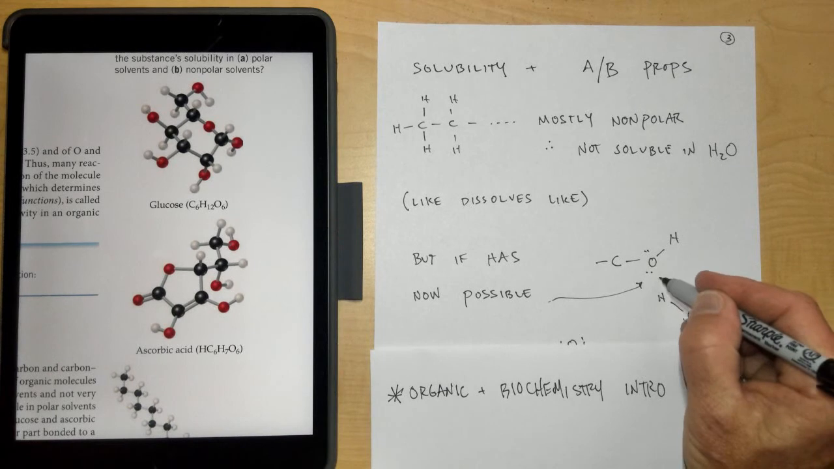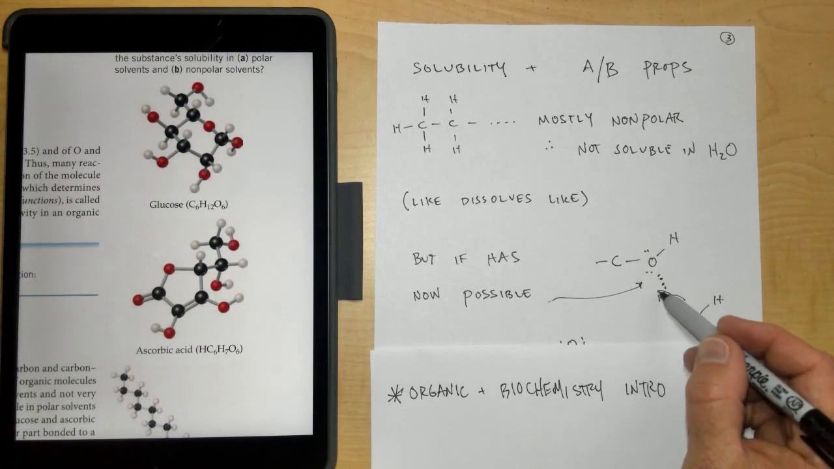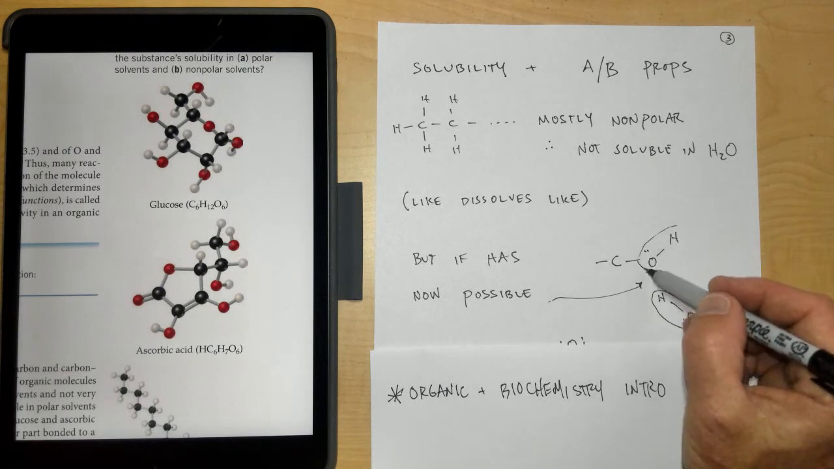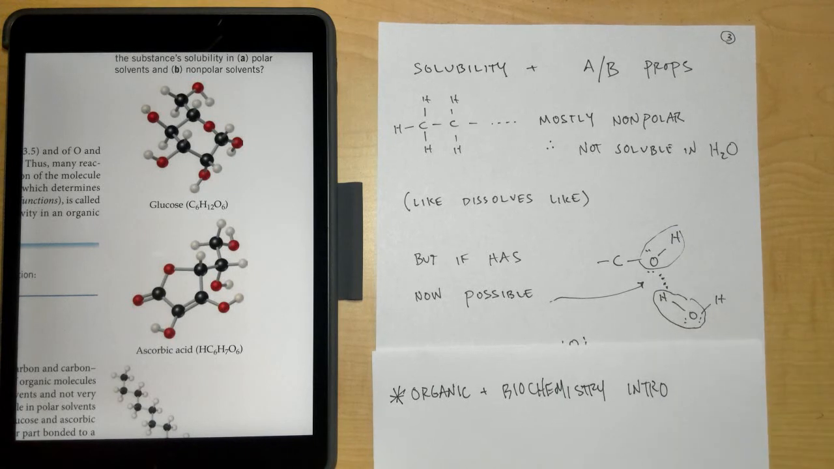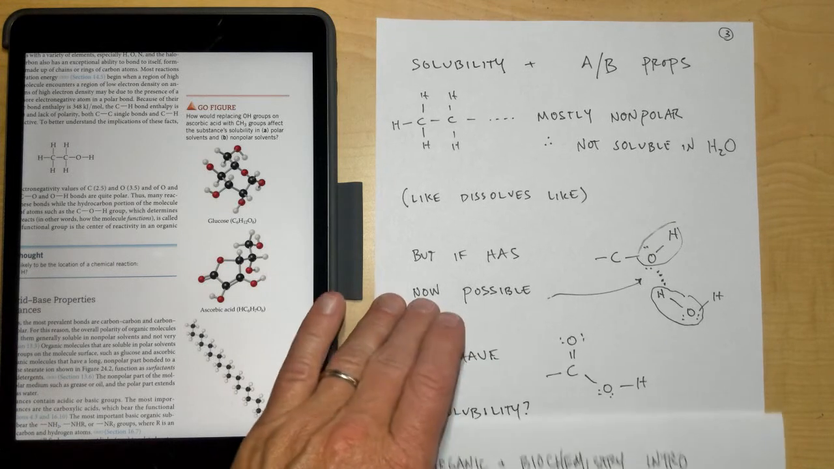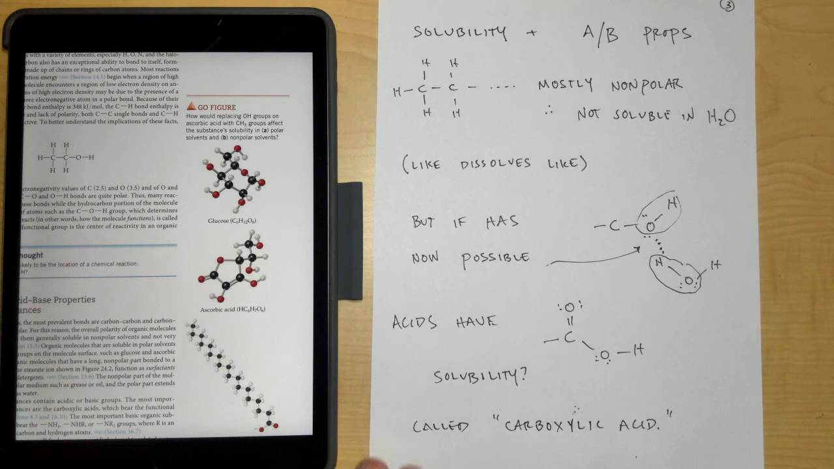And so we'd have this attraction right here called a hydrogen bond between the hydrogen bonded to an O and then an O with an unshared pair of electrons here, able to form that connection. So look for those types of functional groups when you're looking at molecules that are organic, because that's what makes them either soluble or insoluble in water. So let's look at a couple of groups that you already know.